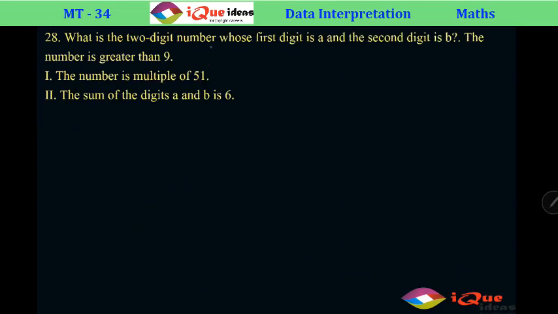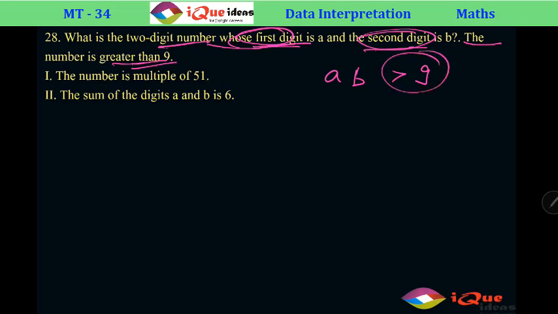Now this question says, what is the 2-digit number whose first digit is A? Now see, here the first digit and second digit are mentioned. So it is AB, a 2-digit number. The number is greater than 9. All this information is given, but greater than 9 is not required, because if it is a 2-digit number, it has to be greater than 9. So this information is not required.